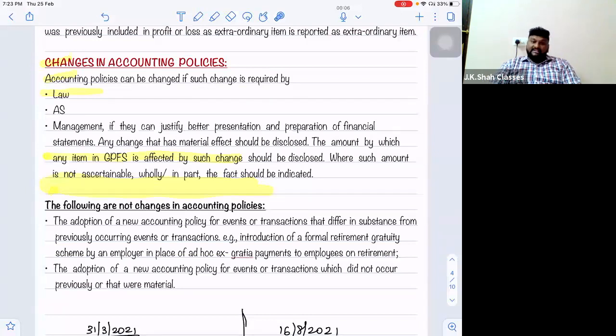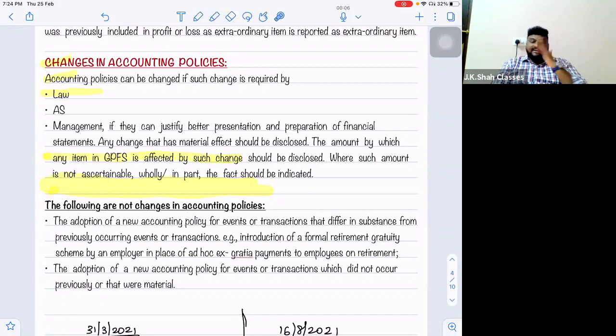Then further they say that if the accounting policies are changed, you have to disclose three things. You have to disclose the fact of change. You have to disclose the reason of change. And thirdly, you have to disclose the quantifiable effect, right? Quantifiable effect should be disclosed only if it is ascertainable, means if it can be calculated. If quantifiable effect cannot be calculated, ignore it.